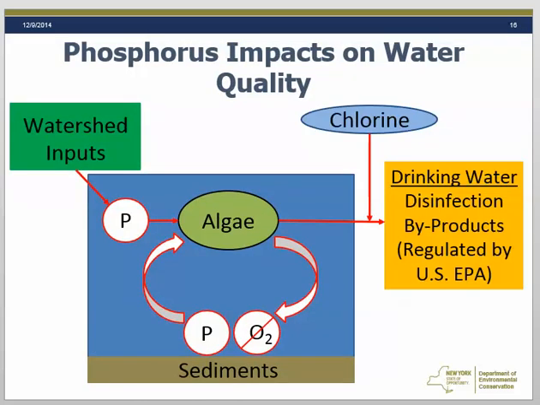One concern arises when a water body is used as a source of drinking water. Chlorine is added to the water to disinfect it, but the chlorine can also react with the algae found in the water. This reaction can cause disinfection byproducts, which are regulated by the US EPA. So when there's excess amounts of algae in the water, this can lead to problems with its use for drinking water.